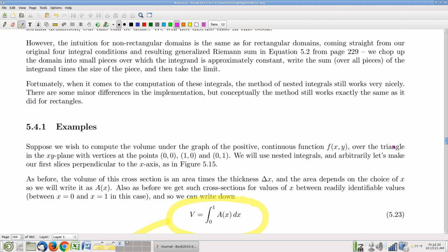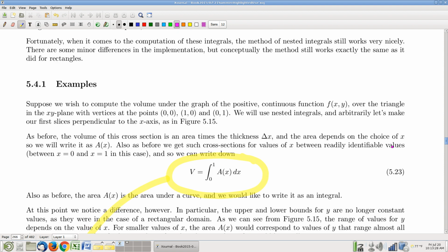Once you've seen a couple of examples, you see the point, and you see how to proceed, and it works just fine. So here's our first example. We're going to look at some positive continuous function. We want to compute the volume under the graph, right? So in other words, we want to compute a double integral.